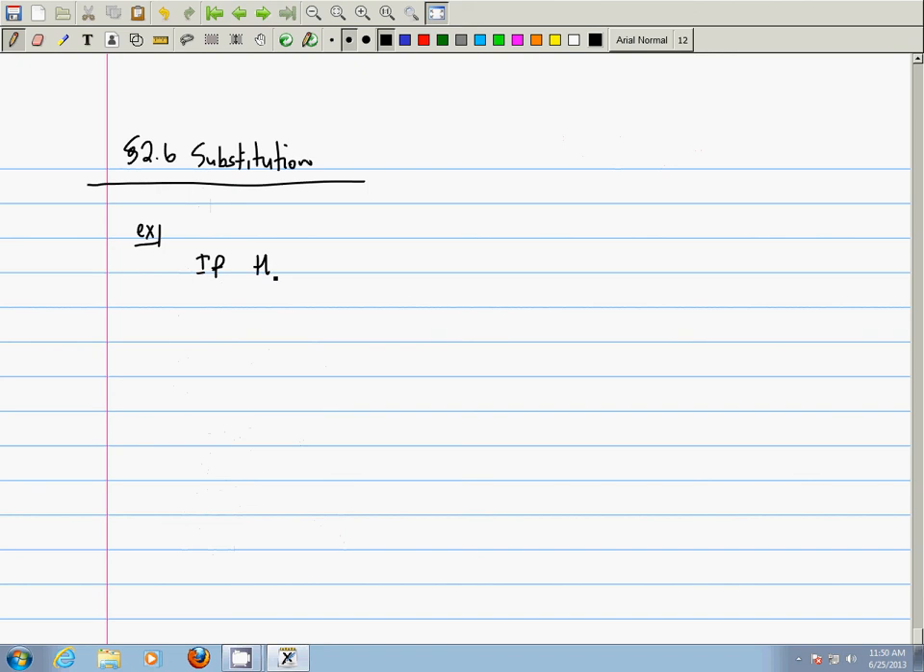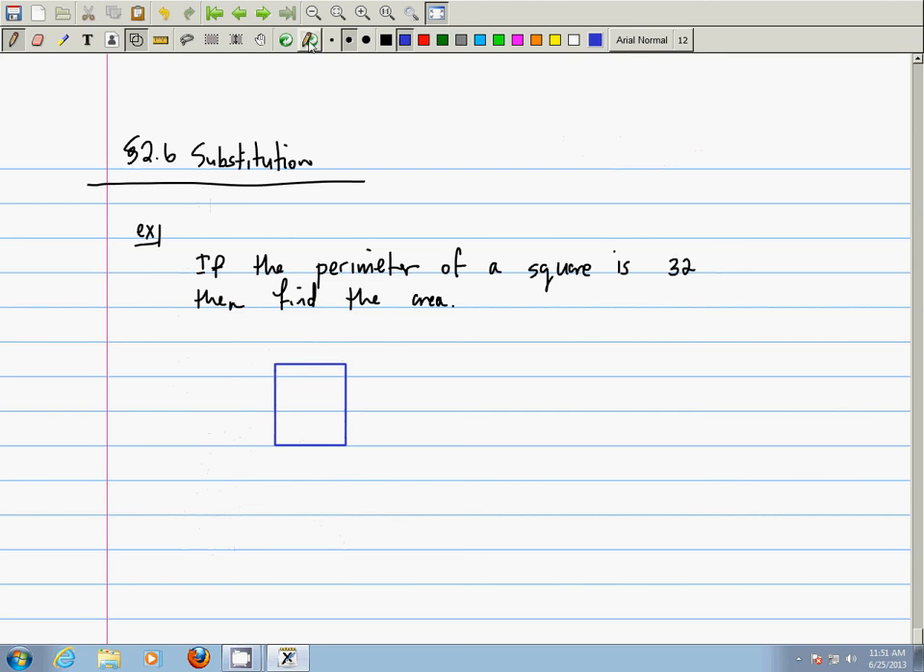If the perimeter of a square is 32 inches, then find the area. Okay, so on a problem like this, typically I like to draw a sketch. So then I have a square, something that I intend to be a square.